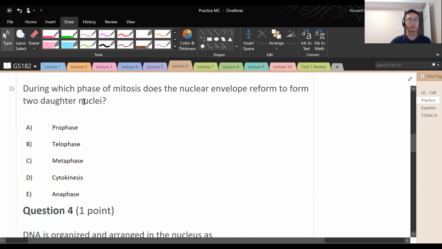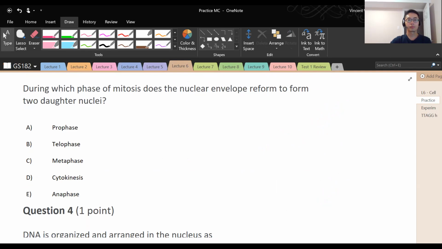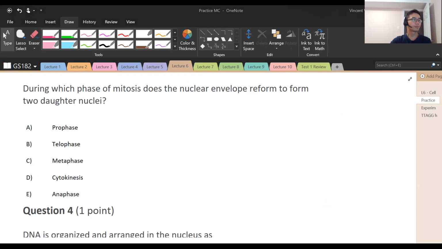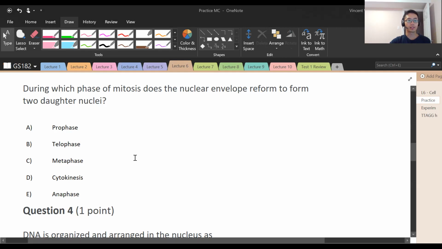Okay, let's try the next one. Yeah, most of you got it. It is telophase. Very good.